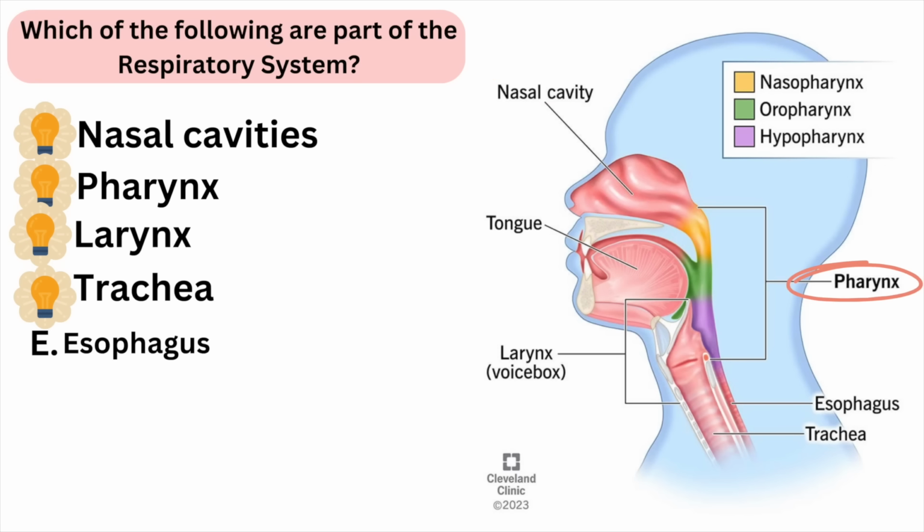Next, we have the pharynx. The pharynx is a highly muscular part of the throat. It is divided into three sections: the nasopharynx, oropharynx, and the laryngopharynx. The important thing to note about the pharynx is that it carries food into the digestive tract, but it also carries air into the respiratory tract. So the pharynx is part of the respiratory tract and the digestive tract.